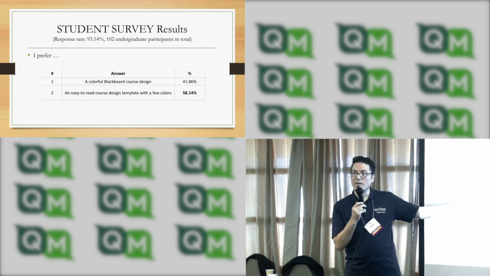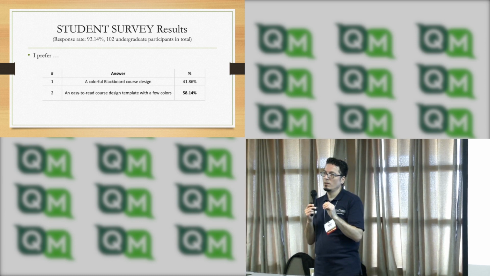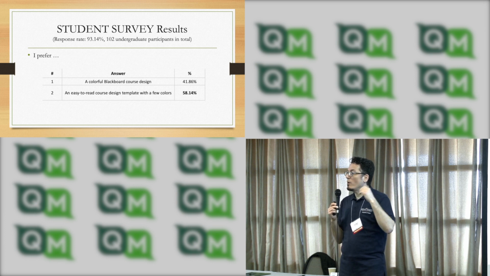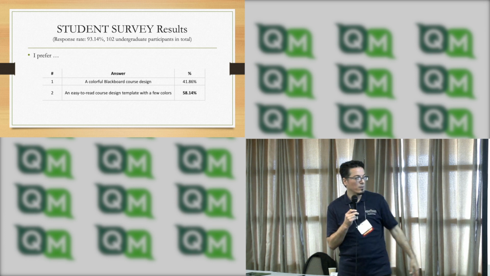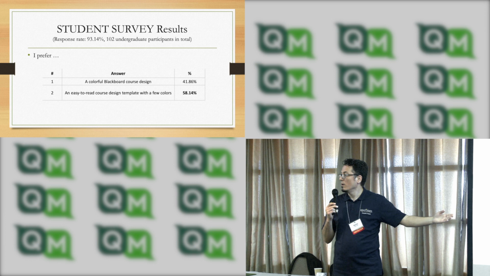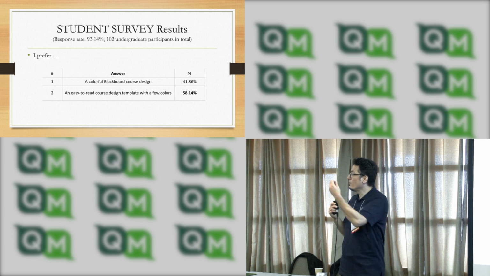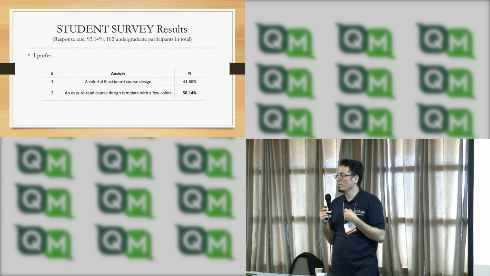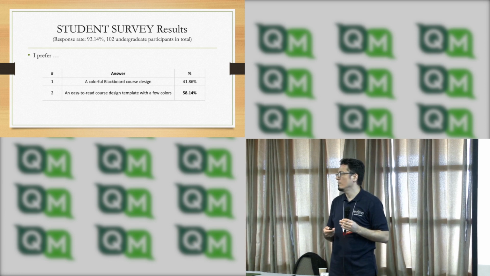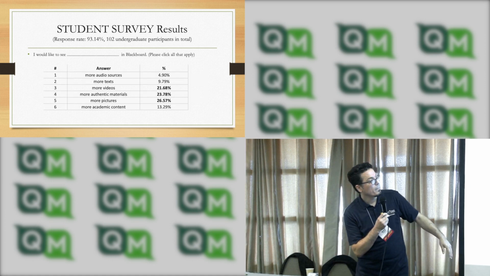Most of the students, 58%, want an easy-to-read course design template with a few colors. They don't like the colorful learning environment. They prioritize readability and accessibility, consistent with Standard 8.1 and Standard 8.2. And you see, students' preferences are consistent with QM standards. This is what Tom and I try to see. And a colorful Blackboard course design? No, they don't want to see it.